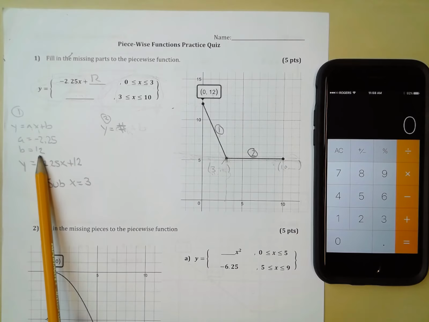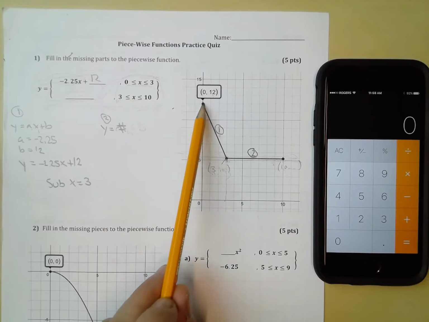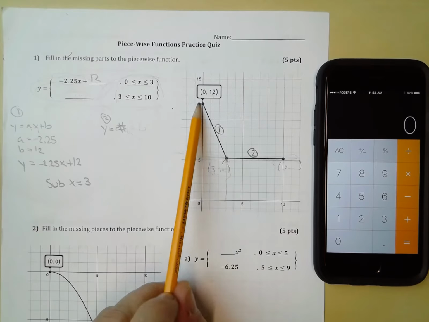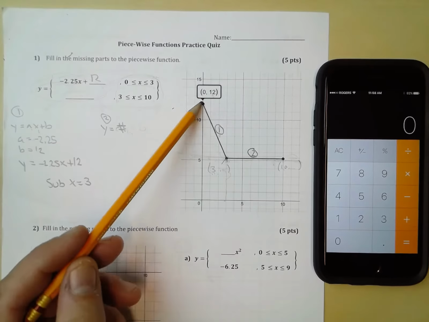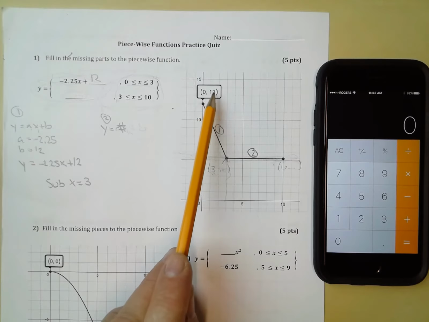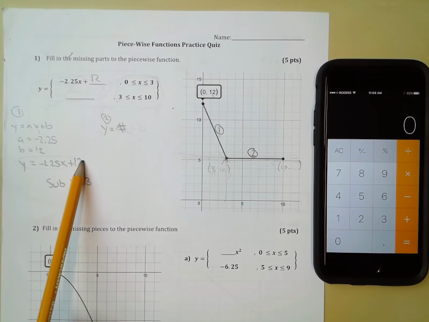Now, where did I get that 12 from? Well, if you take a look, the linear function crosses the y-axis right here. And that's always the value of the b. So if they give you that first line being linear and crossing the y-axis at 0 comma something, that something is always the b. So I know the equation of that first function is y is equal to negative 2.25x plus 12.